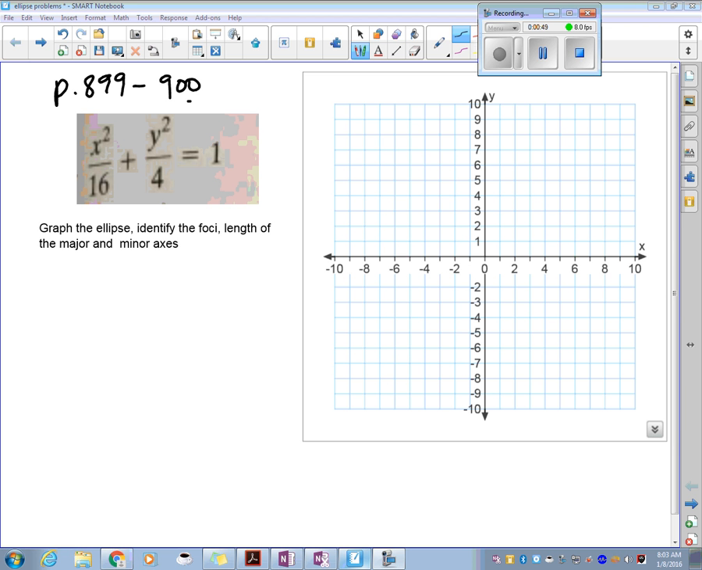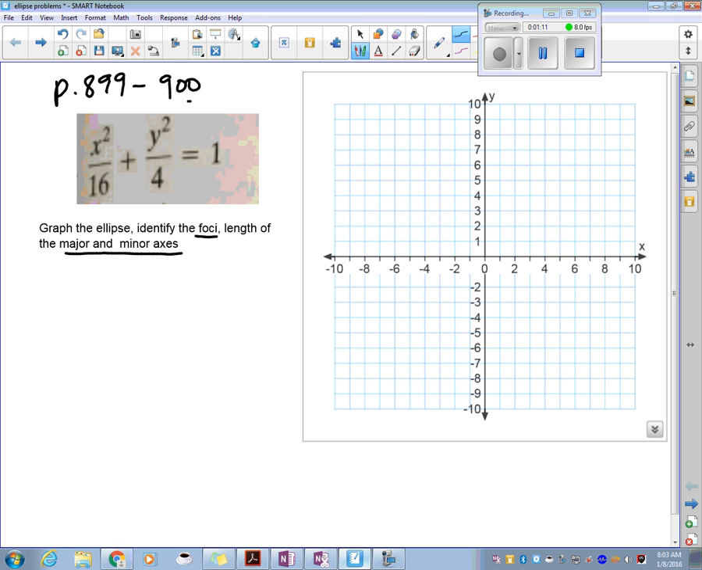All right, so this is an ellipse. It tells you that it's an ellipse, and we want to identify the foci, the length of the major and minor axes. Well, we can do this by putting the equation in standard form. Well, this one really already is in standard form. So the purpose of doing this question is to show you where you can find the information.